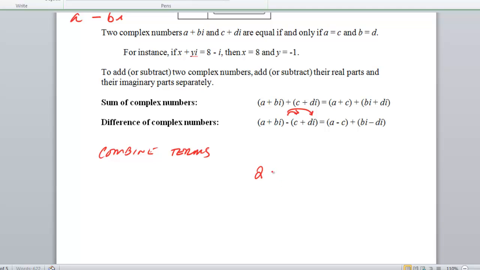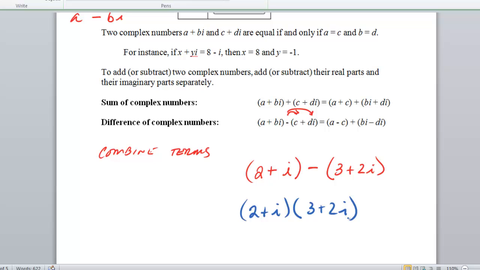If I had a problem like 2 plus i minus 3 plus 2i, that problem is very different than 2 plus i times 3 plus 2i. You don't want to get these confused. It's very important that you recognize that negative gets distributed to both parts before you drop the parentheses and start combining like terms.